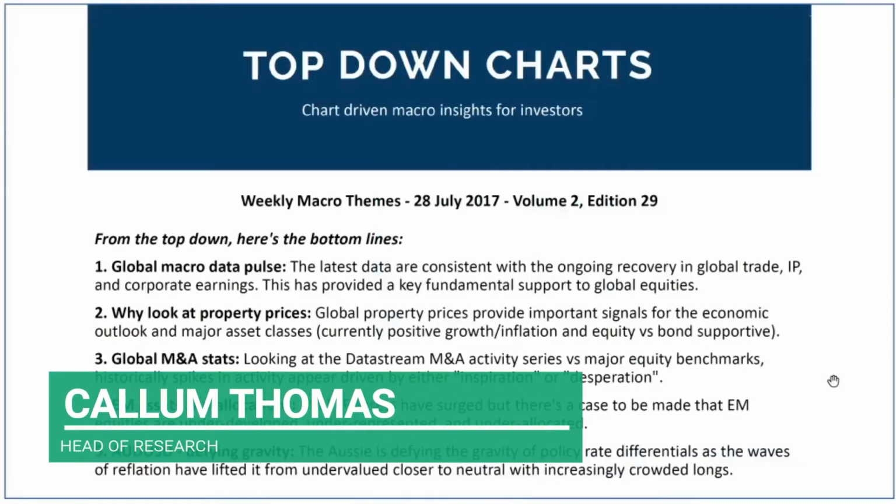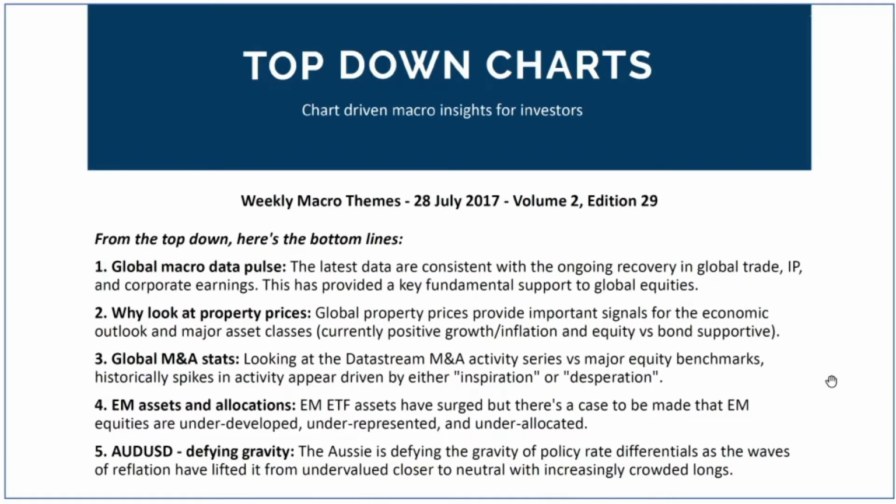Welcome to another video, and in this edition we are looking again at the weekly macro themes report. This is the report that goes to our clients, and it covers 5 different topics of interest to top-down driven macro multi-asset investors. So you can see there, for example, in this edition, it was from a couple of weeks ago, you got the macro data pulse. You got property prices, you got global M&A stats, emerging market asset allocations, and a little bit on the Australian dollar there.